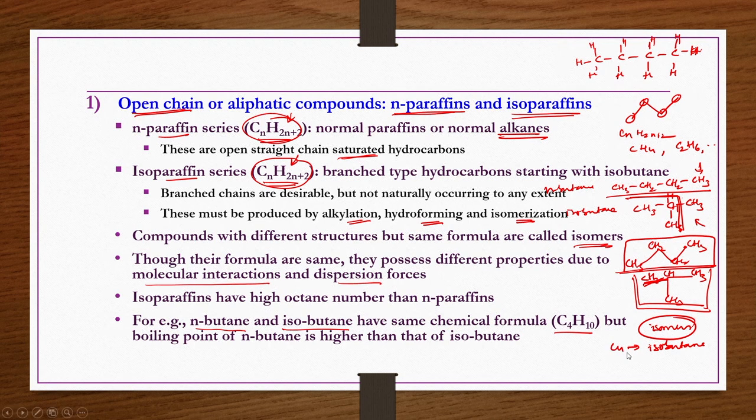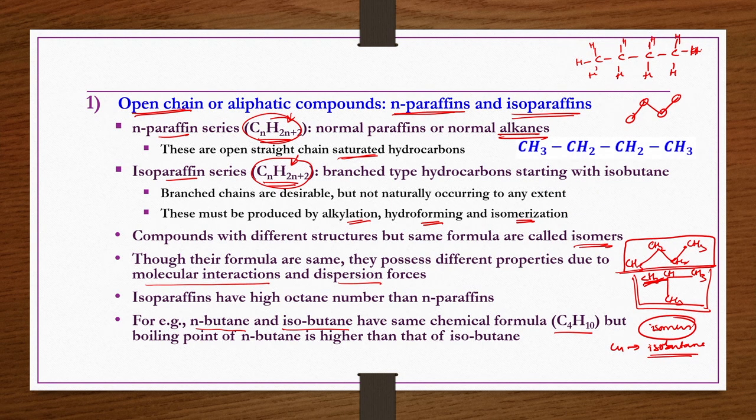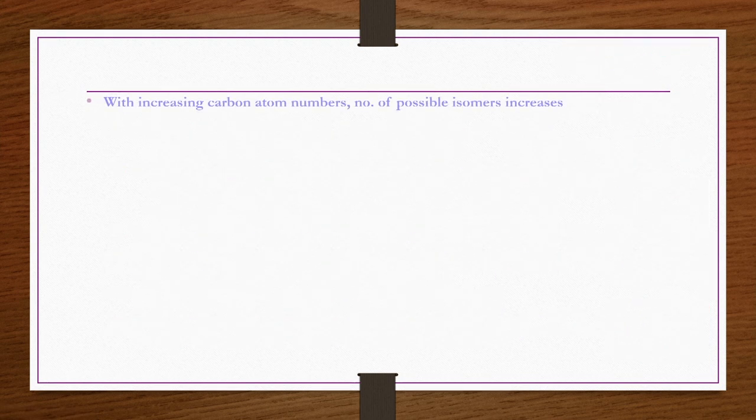C3, C2, they don't have any isomers. Okay? You cannot have branched C2 or C3 components. You can have only normal linear chain C2, C3 components. Branched components will start from C4. So, the same examples I have given here. This is n-butane and this is isobutane. Their molecular structures are different, so their properties are also different.